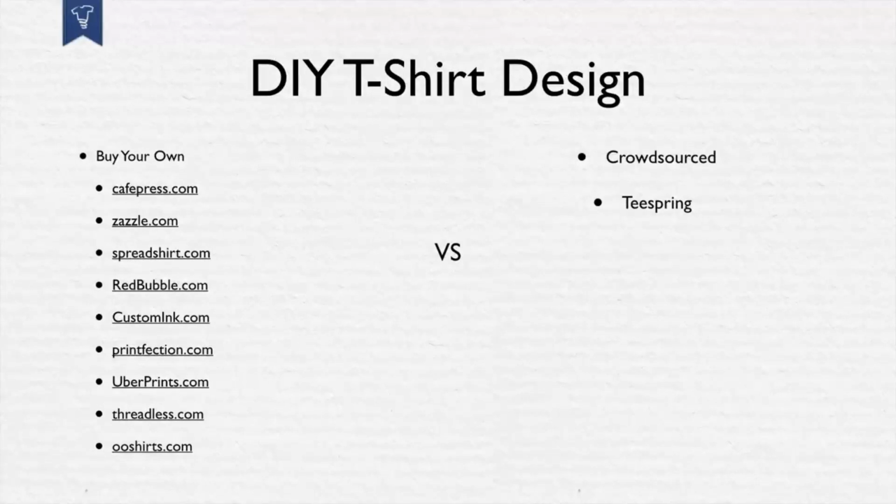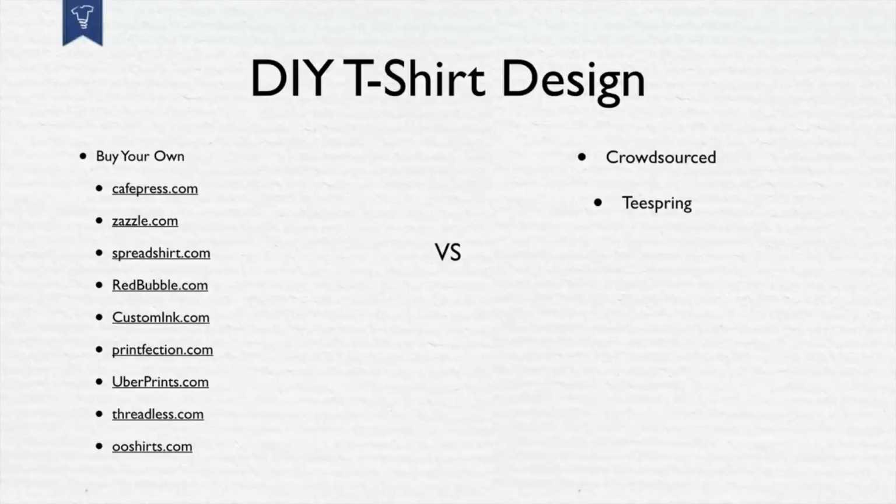And you can see over here on the left side, I've put Cafe Press, Zazzle, two of the most popular t-shirt design sites. They're also the most expensive, but they have the most traffic on there. There's also Spreadshirt, Redbubble, Custom Ink, Printfection, Uber Prints, Threadless, and OOShirts. OOShirts is super, super cool, and it's super, super powerful.